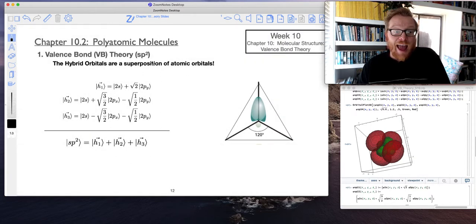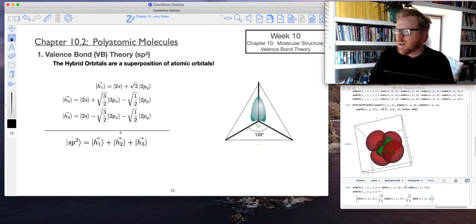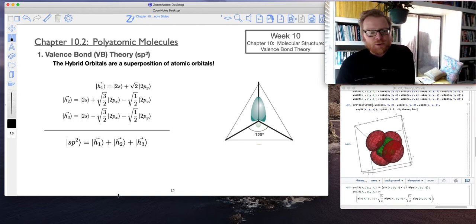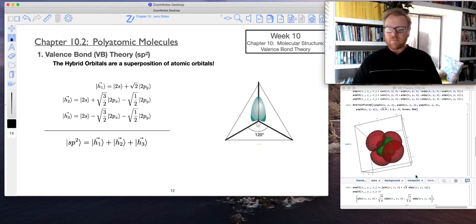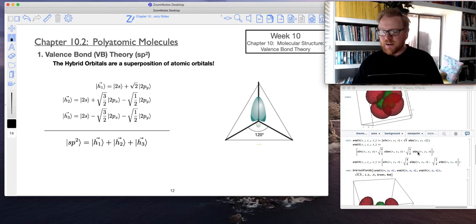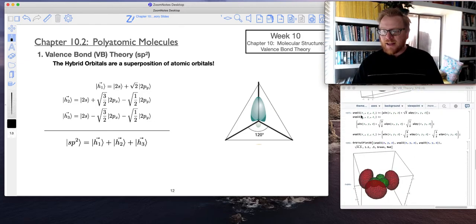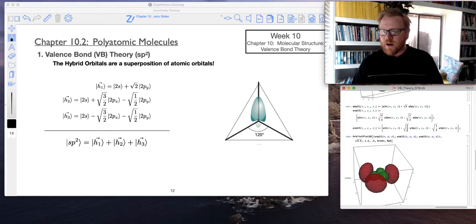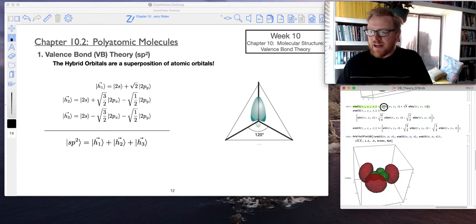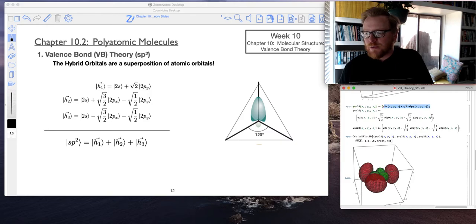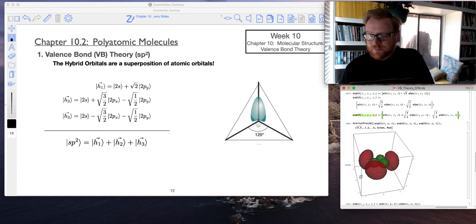And if I look at my basis set, it looks something like this, and these are already normalized, and we're not going to normalize these, I'm just giving them to you, okay? And now if I scan down here, I've got my sp2 wave functions all drawn up, right? There's my 2s plus root 2 of 2py, which you can see there, 2s plus root 2 of 2py, and so on and so forth.